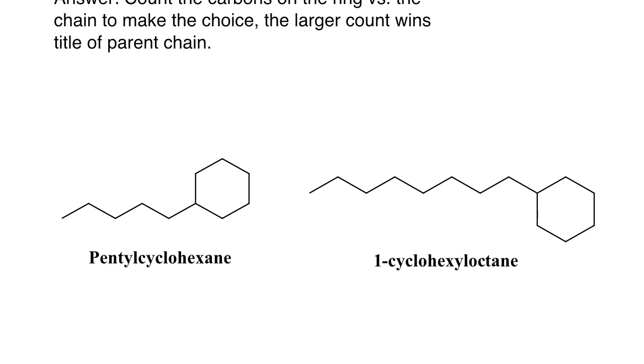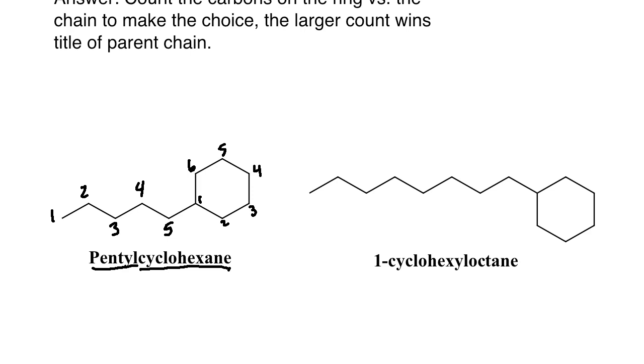If I were to count, I would say 1, 2, 3, 4, 5. So I have 5 carbons associated with the open chain portion of this molecule. And when I come over to the cyclohexane, I have 1, 2, 3, 4, 5, 6, right? Because it's a hexane. So 6 is greater than 5, therefore it's a cyclohexane and not a pentane. So what do I do with the pentane? I call it pentyl. Again, I don't need to say 1 pentyl because there is only 1 substituent here.